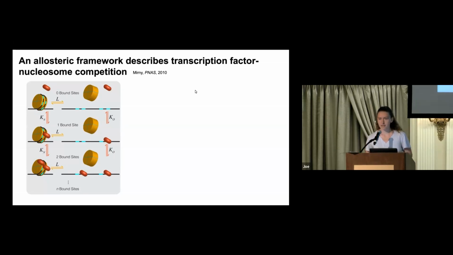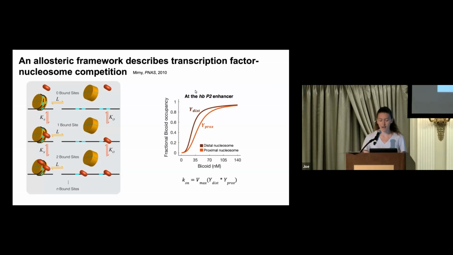So in order to account for this behavior in the model, I applied an existing model published by Len and Mirny in 2010, which is a model for transcription factor nucleosome competition. This is an allosteric framework where a DNA locus can be in a nucleosomal state where a transcription factor binds to its binding sites with a very low affinity, or the locus can be in an open state where a transcription factor binds to its sites with a very high affinity. I applied this model to the case of Hunchback P2, which contains 2 nucleosomes and 9 Bicoid binding sites.